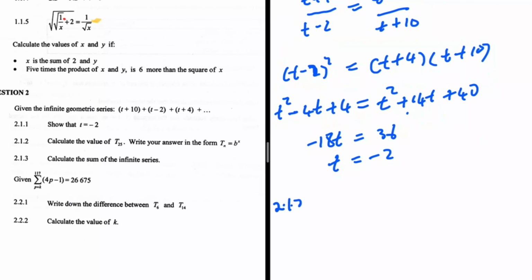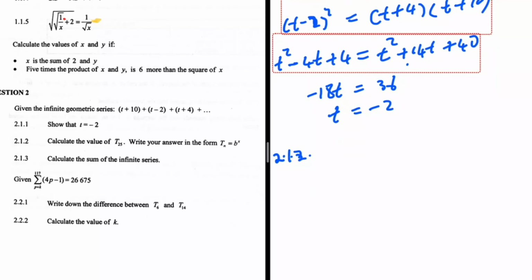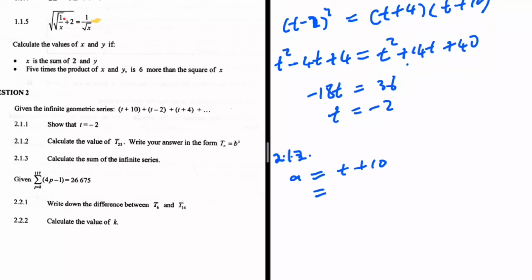And then 2.1.2: show that the value of t25, or calculate the value of t25. Write your answer in the form tn is equal to b to the x. Okay, so what do we need? We need a. What is a? a is equal to t plus 10. So a is equal to minus 2 plus 10. a is equal to 8.